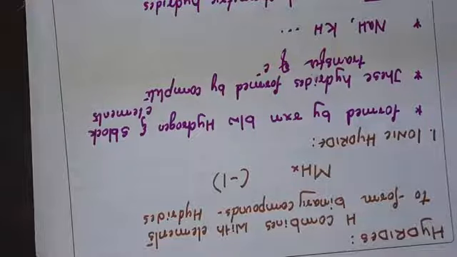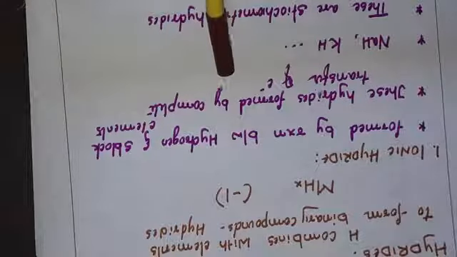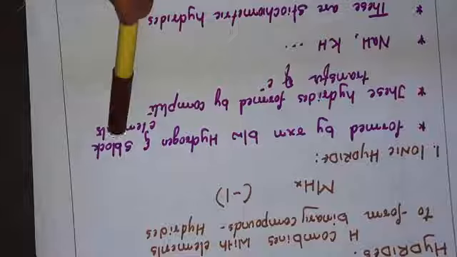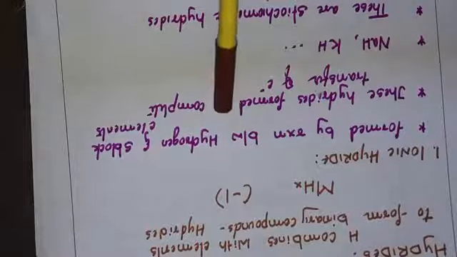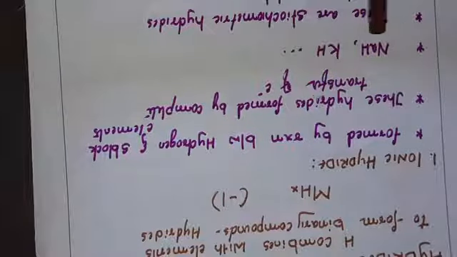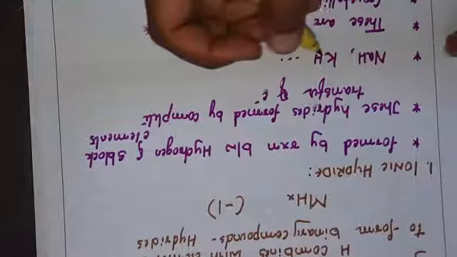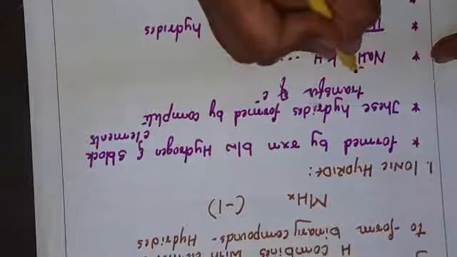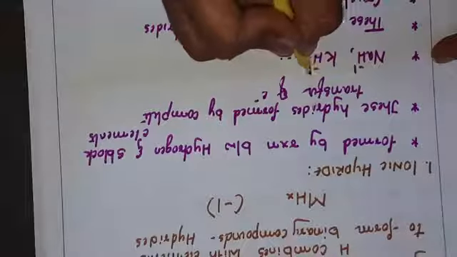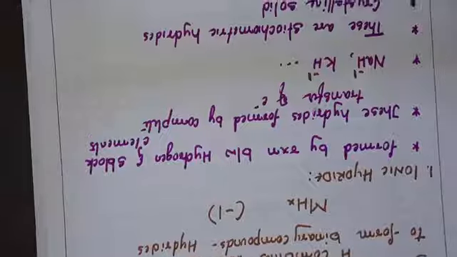How have the ionic hydrides been formed? These ionic hydrides have been formed by the complete transfer of electron from the s block elements to the hydrogen. Example, sodium hydride, potassium hydride. You can observe here, in all these hydrides, the oxidation state of hydrogen is -1, both in sodium hydride as well as in potassium hydride.